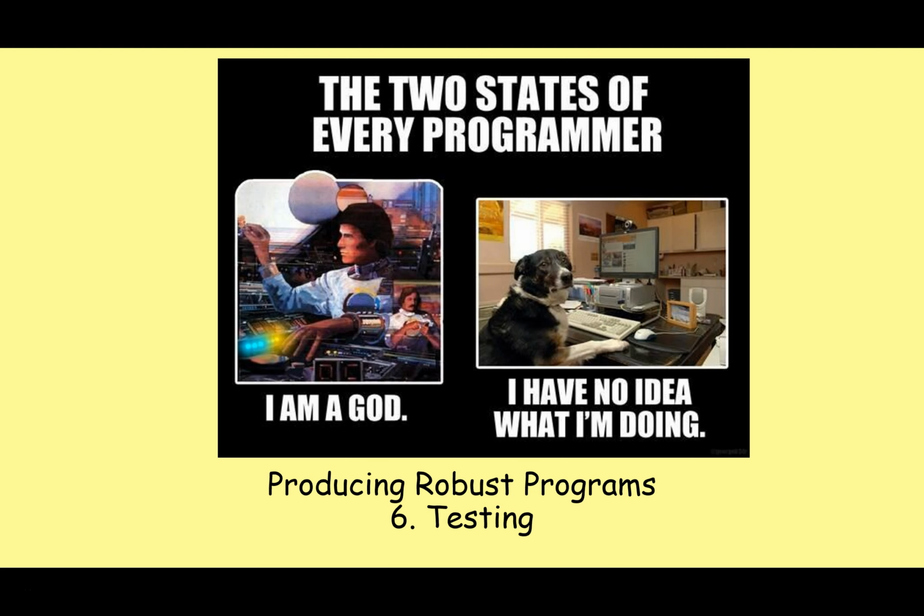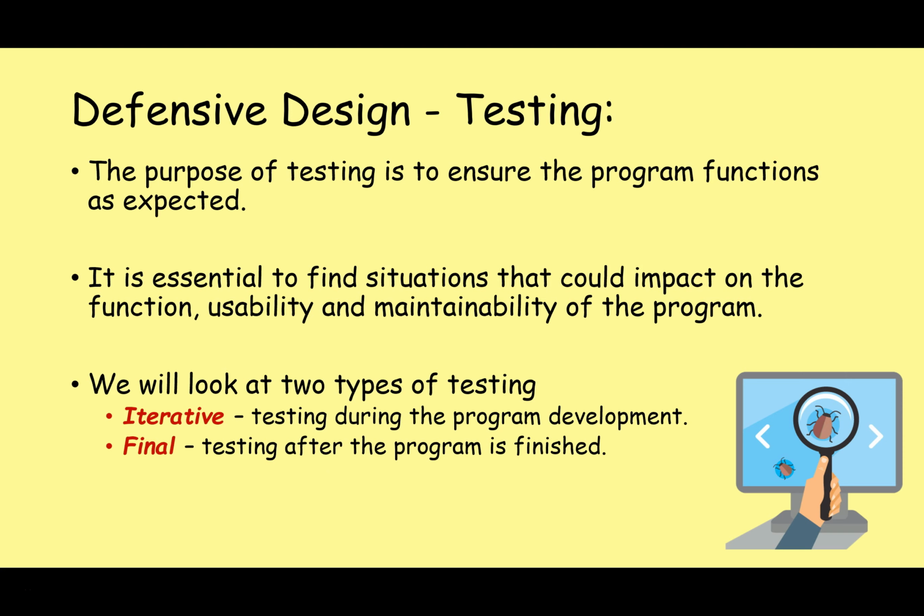Today we're going to be looking at different forms of testing. So the purpose of testing is to ensure that programs function as expected. It is essential to find situations that could impact on the function, usability, and maintainability of the program. We're going to look at two types of testing in a great deal of detail. We're going to look at iterative testing and final testing. Iterative testing is testing during the development of the program, whereas final testing is testing after the program is finished.